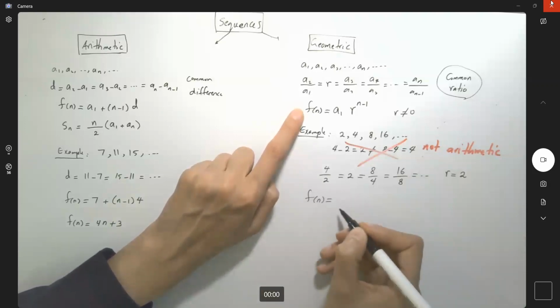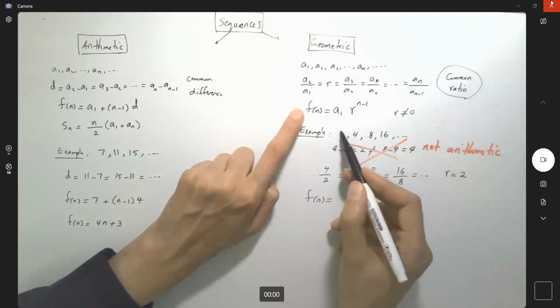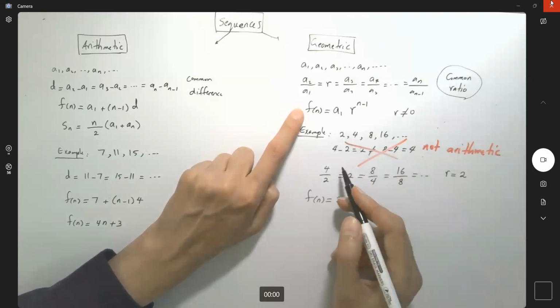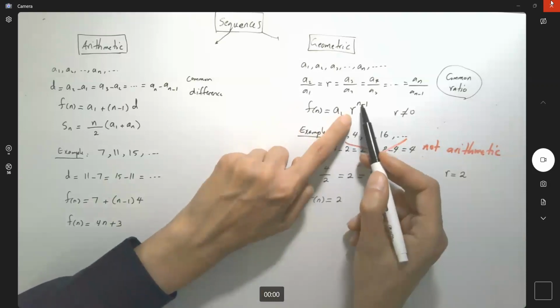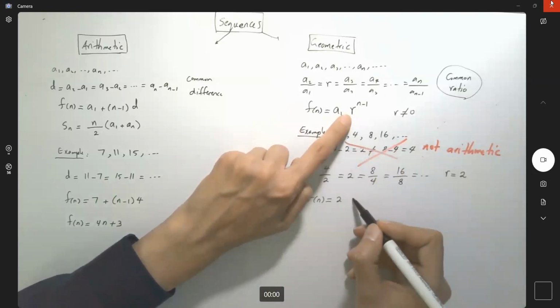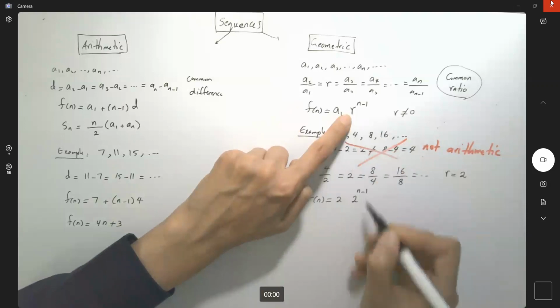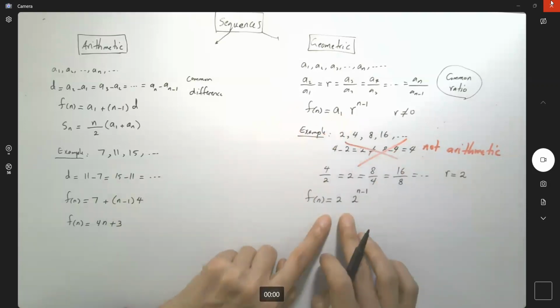So if I punch them into this formula, I can find the formula for a geometric sequence. F of n is equal to A1, the very first term, 2. 2 times R to the exponent. What is R? R is 2. What is the exponent? N minus 1. Can I simplify this?